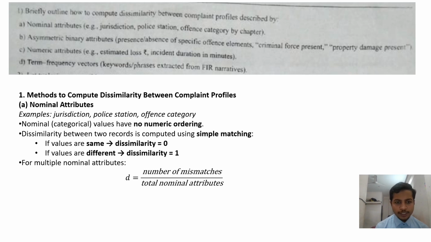Dissimilarity between two records is computed using simple matching. If values are the same, dissimilarity equals 0. If values are different, dissimilarity equals 1. For multiple nominal attributes, D equals the number of mismatches upon the total nominal attributes.